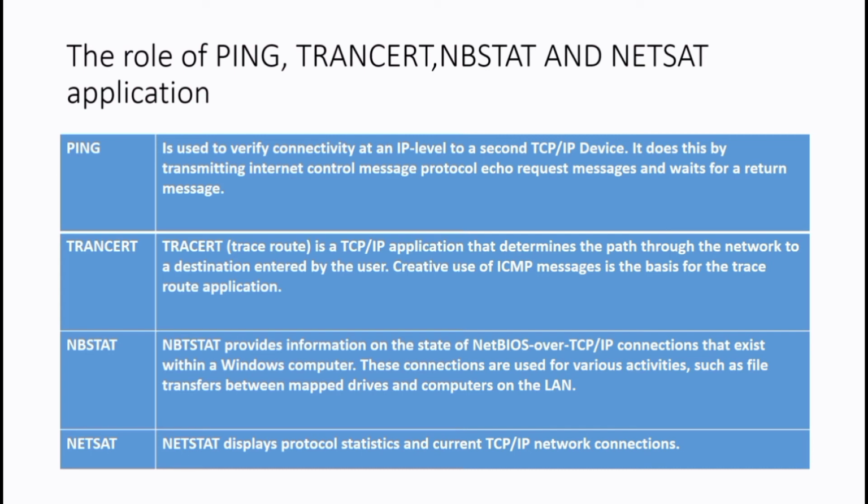Ping is used to verify connectivity at an IP level to a second TCP/IP device. It does this by transmitting Internet Control Message Protocol echo request messages and waits for a return message. Tracert or traceroute is a TCP/IP application that determines the path through the network to a destination entered by the user. Creative use of ICMP messages is the basis for the traceroute application.